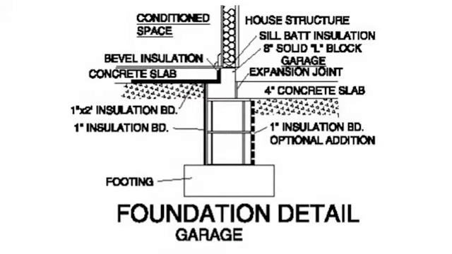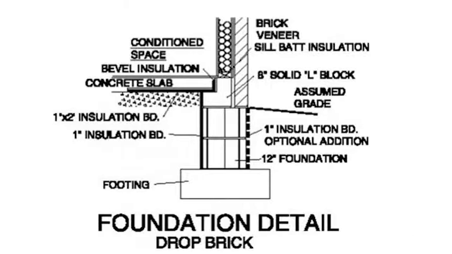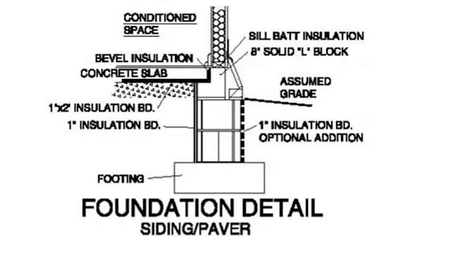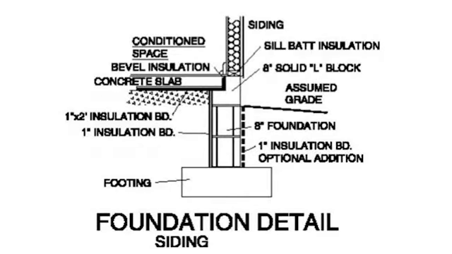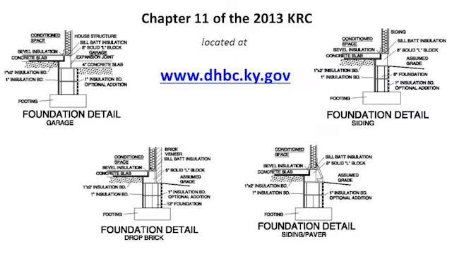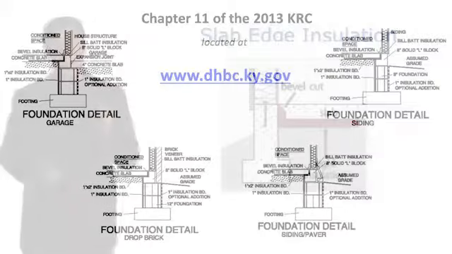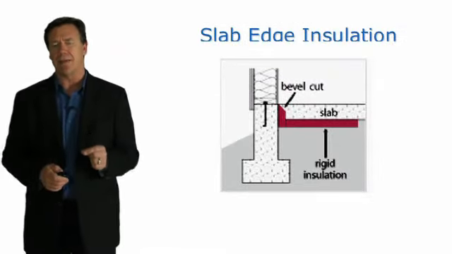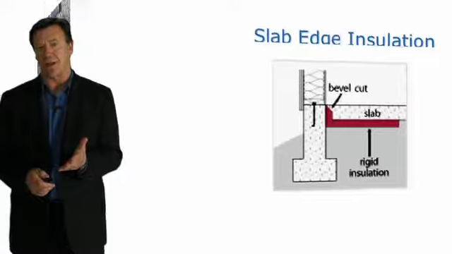Kentucky also has alternate ways of insulating this. Here is the detail for a garage, drop brick, siding or paver, and siding. The alternate methods of insulating can be found in Chapter 11 of the 2013 KRC. This is located at www.dhbc.ky.gov.